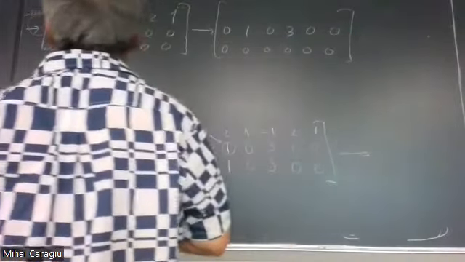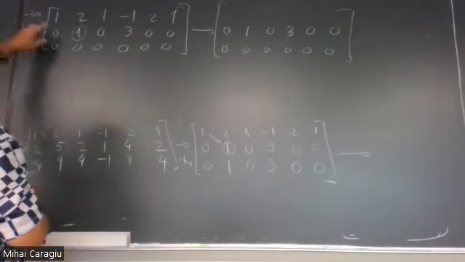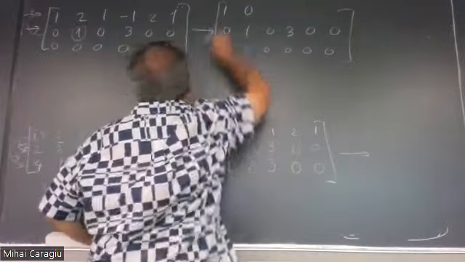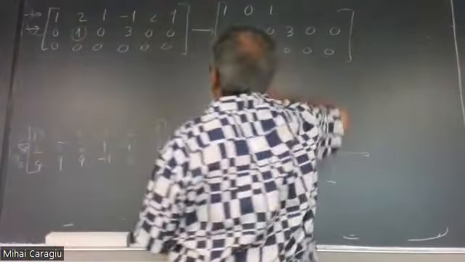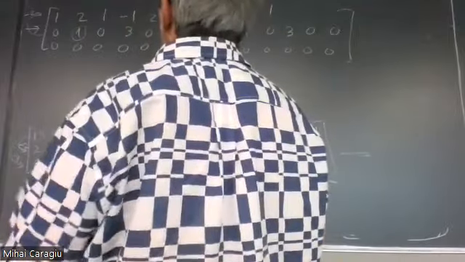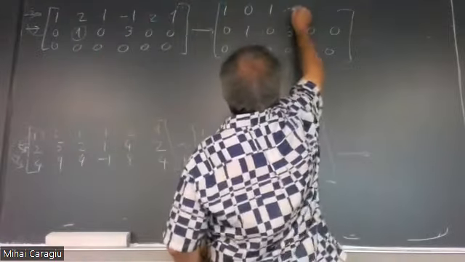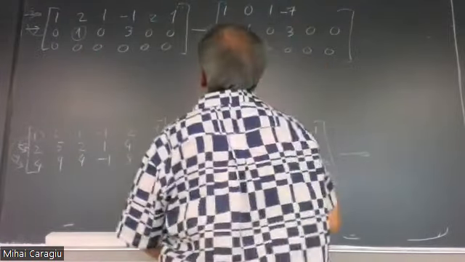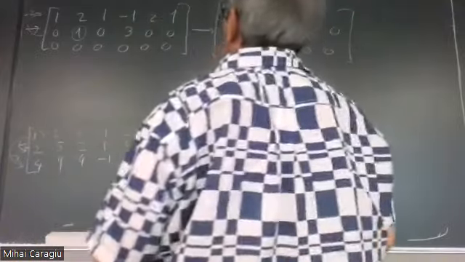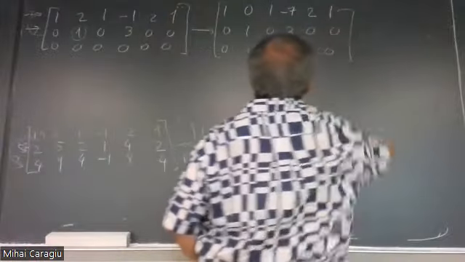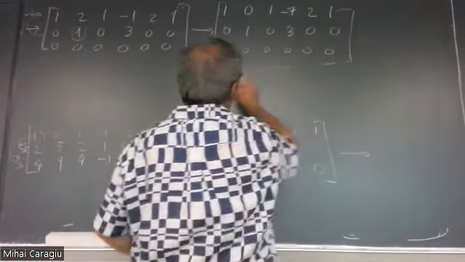Row number 1: multiply row number 2 by minus 2, add to row number 1. So 1, 0, 1. Minus 2 times 3 is minus 6. With the minus 1 is minus 7. Then we get a 2, then we get a 1. So this method is called the reduced row echelon form.